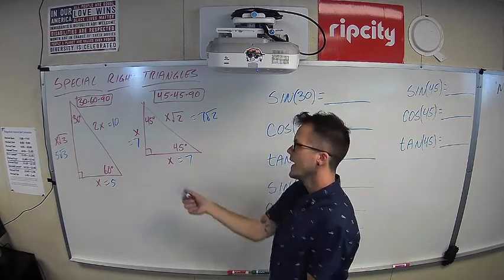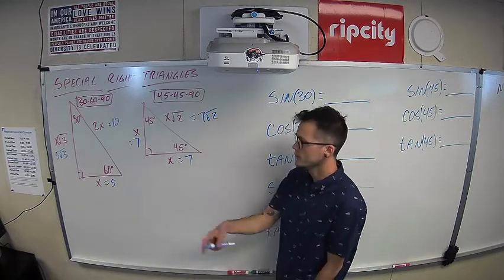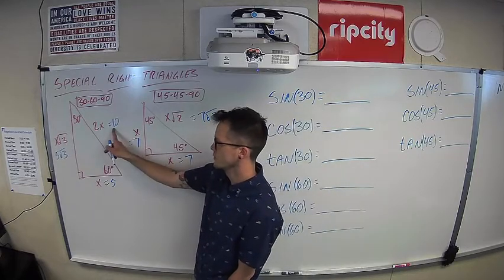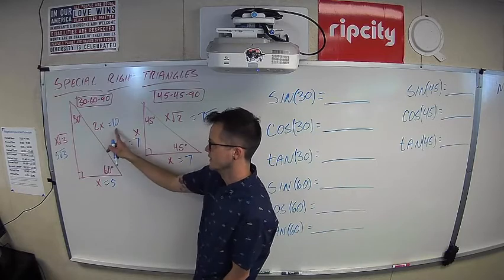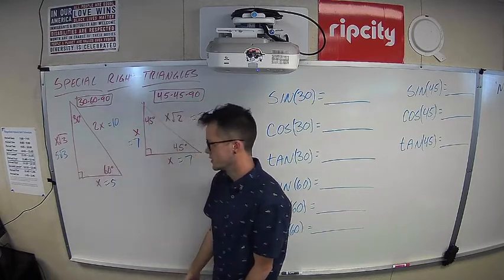So this is how we use special right triangles. Sometimes we're given different pieces and we have to do a little bit of dividing. For example, if we were given the fact that this one is 10, we would then divide it by 2, learn that this one is 5, and we can use that data over here as well.